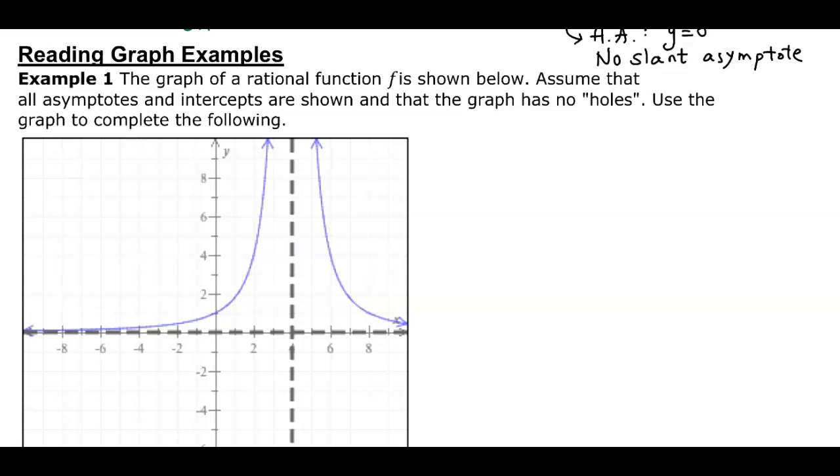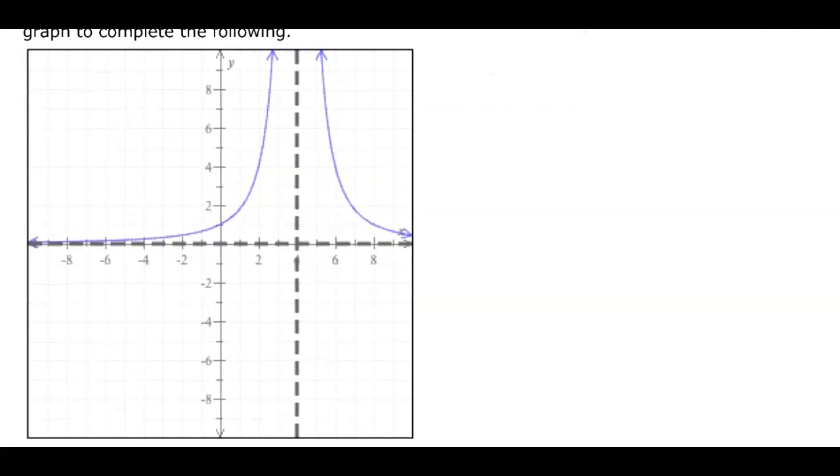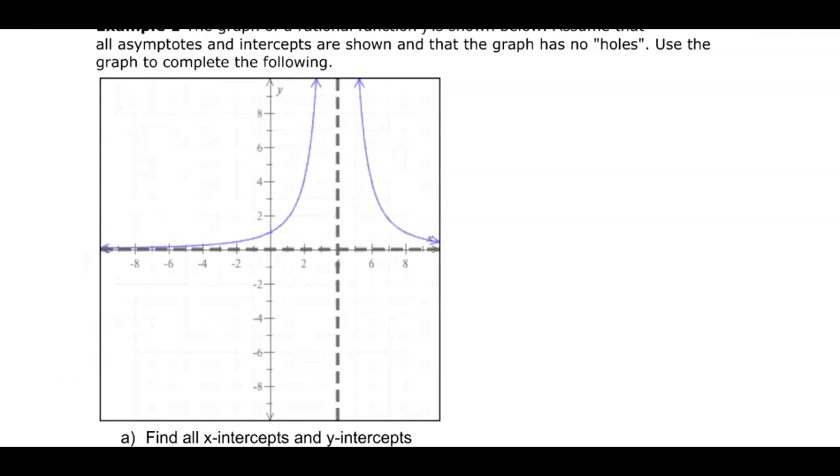Now look, if they have a hole, it's going to look like an open circle. We don't have a hole here. So use this graph to complete the following. I see the graph. Okay, what are we doing here? First, find the x-intercept and the y-intercept.